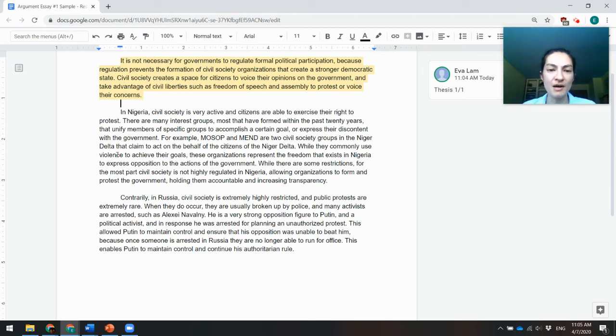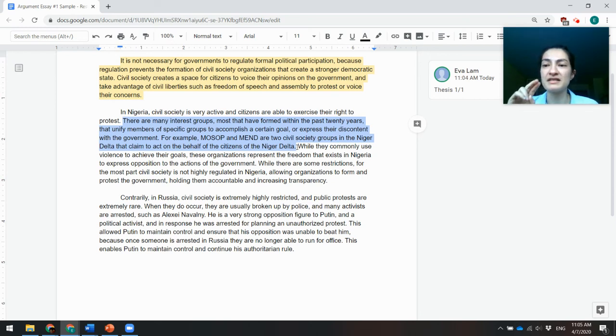For example, MOSOP and MEND are 2 civil society groups in the Niger Delta that claim to act on behalf of the citizens of the Niger Delta. So now what we've seen is a concrete example of political participation in Nigeria. So already we've got 1 point for this piece of evidence because it's addressing the prompt and it's related to a case study country and it's accurate.